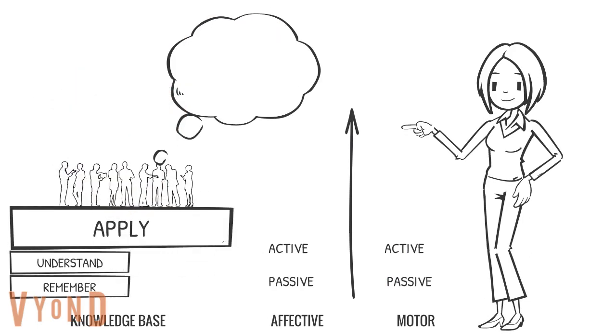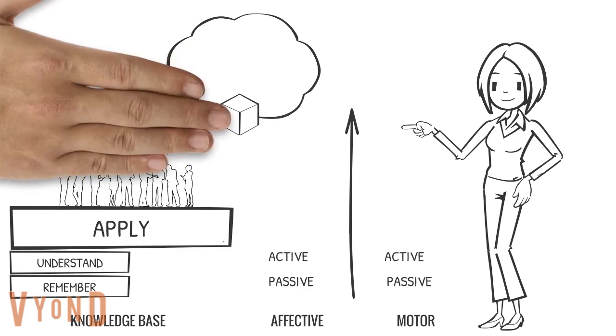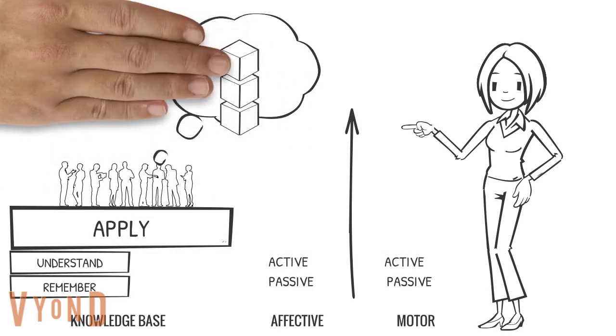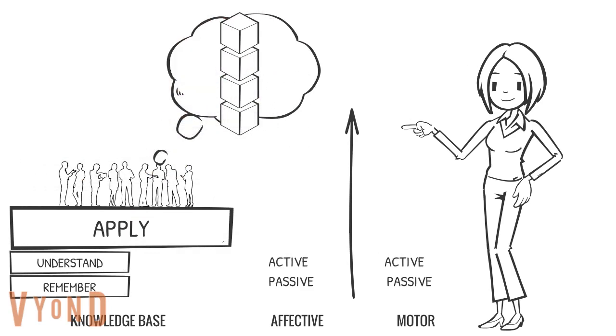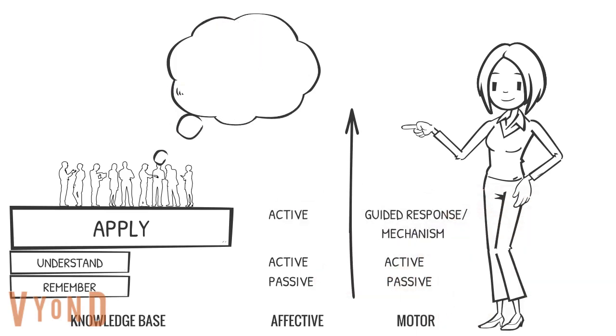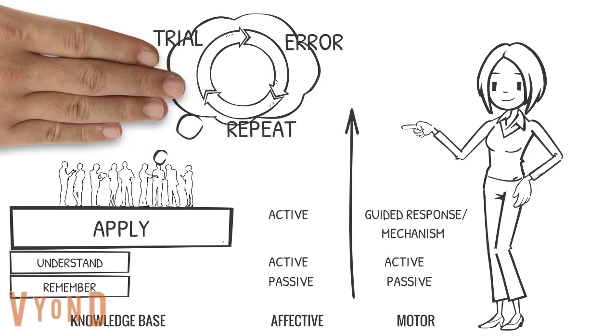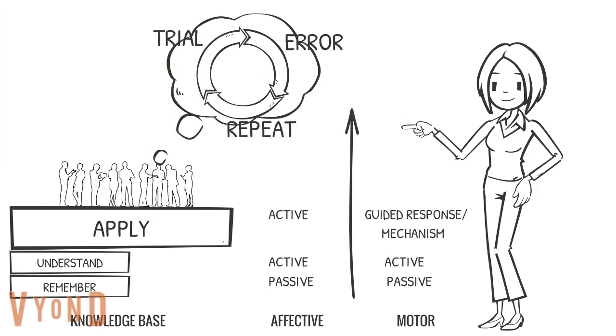Learners start applying their knowledge to carry out tasks or procedures. You can use guided response, where you organize practice through trial and errors, then repeat. This is the early stage to learn a complex skill. This stage can develop to mechanism, where we build muscle memory. This is the intermediate level of learning complex skills, resulting in confidence and proficiency.